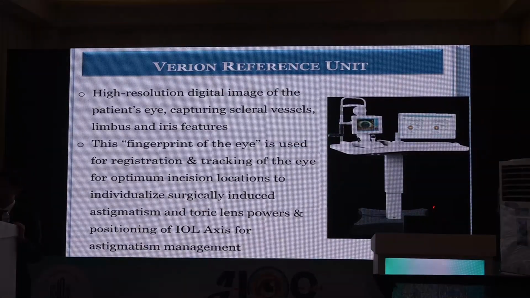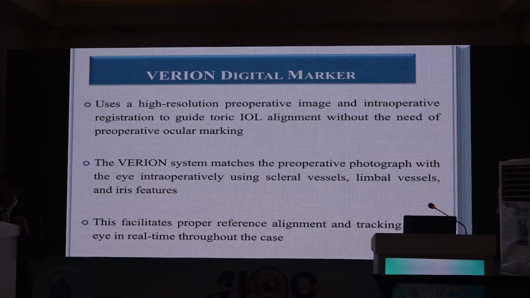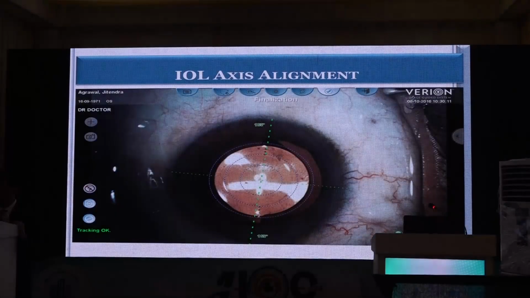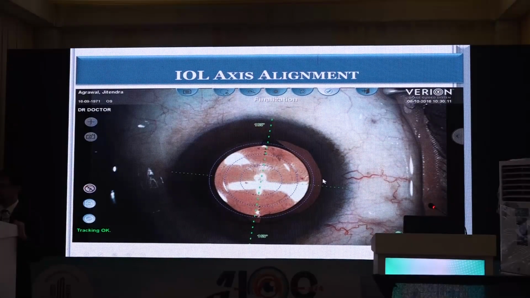The Verion reference unit is there with the Alcon system, and it basically measures the axis, and based on the scleral blood vessels and the uveal structure, it gives you the idea about the axis. And this is how it looks when you place the IOL along the axis. This is how you have to align it.